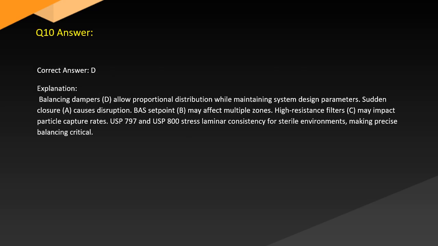Answer. Correct answer: D. Explanation. Balancing dampers (D) allow proportional distribution while maintaining system design parameters. Sudden closure (A) causes disruption. Bus set point (B) may affect multiple zones. High resistance filters (C) may impact particle capture rates. US 797 and ERS 800 stress laminar consistency for sterile environments, making precise balancing critical.